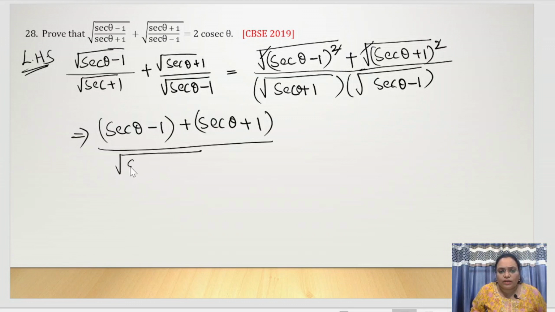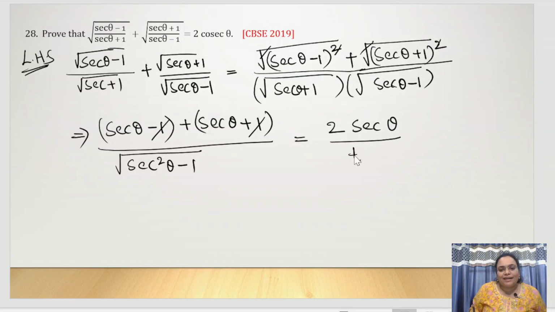which is root of secant square theta minus 1. So from here 1 and 1 will get cancelled. Okay. So which is 2 secant theta. In the denominator we have root of secant square theta minus 1, which is tan theta. Okay. Now 2 into, we can write secant theta as 1 by cos theta. Correct. Now this is like 1 by tan theta.